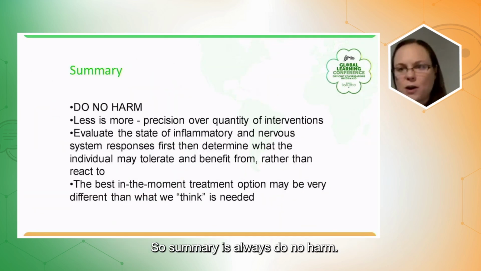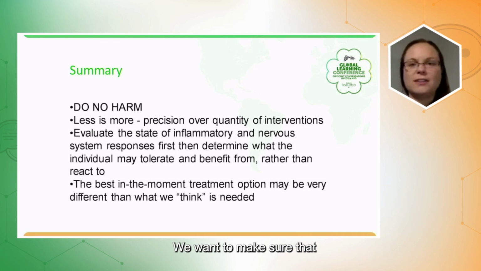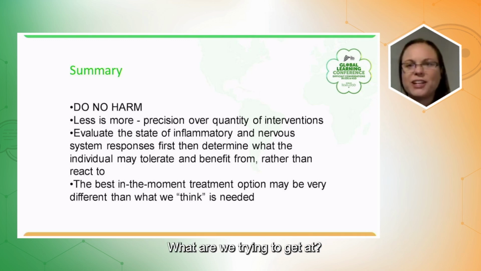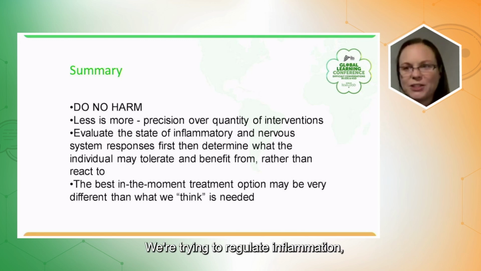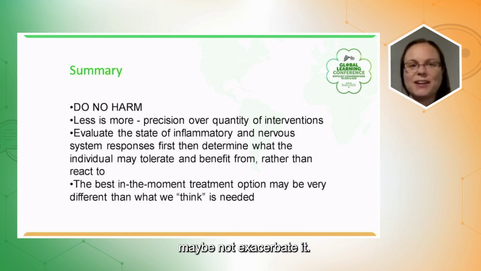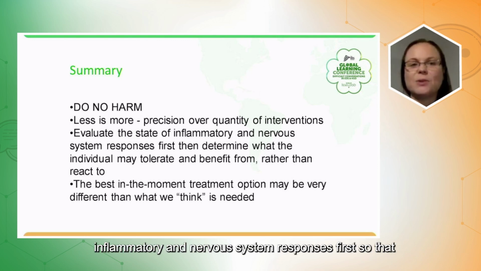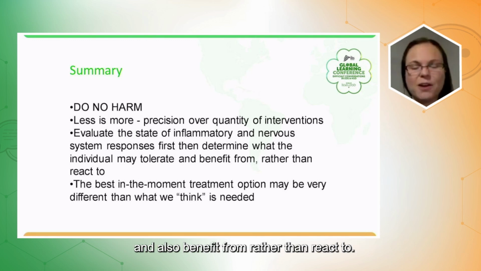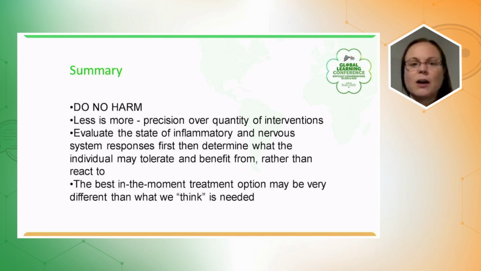So the summary is always do no harm. We want to make sure that we're really precise in our treatment. What are we trying to do? What are we trying to get at? We're trying to regulate inflammation, maybe not exacerbate it. Less is sometimes more. We want to evaluate the state of the inflammatory and nervous system responses first so that we can determine what they're going to tolerate and also benefit from rather than react to.